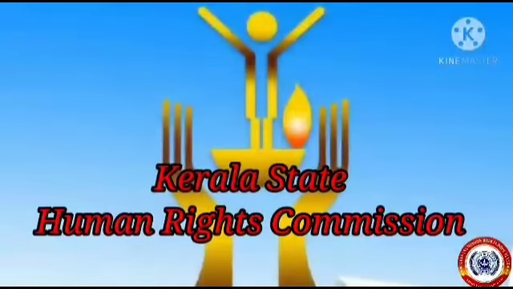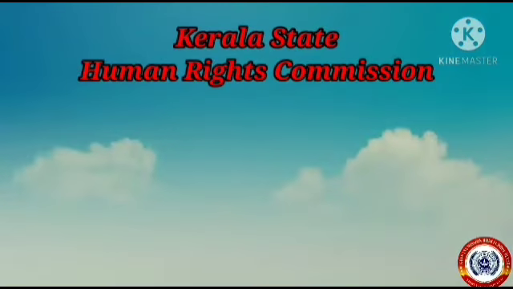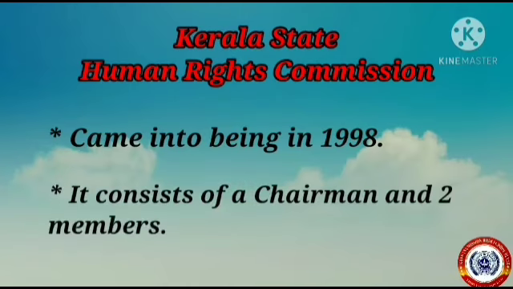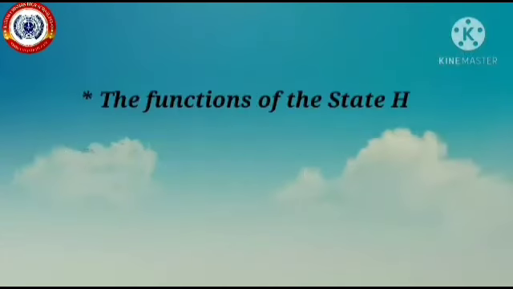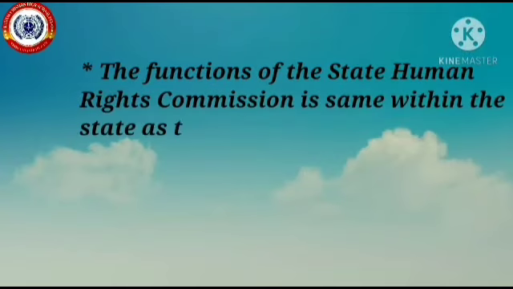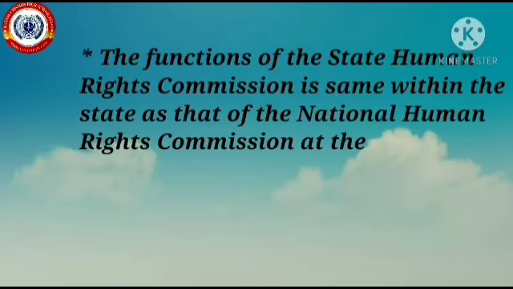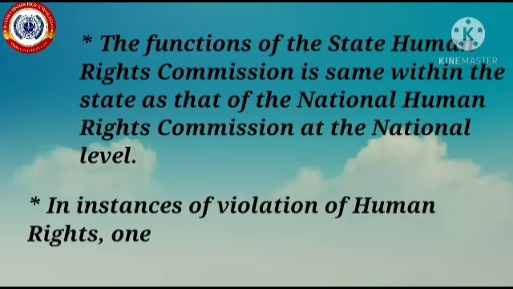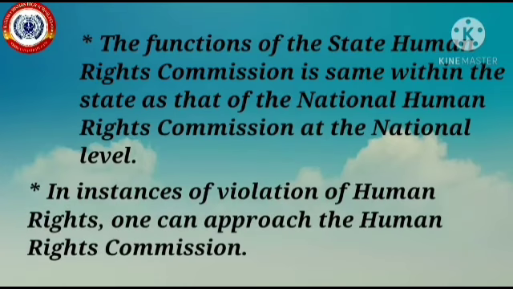State Human Rights Commissions are constituted in all the states. The Kerala State Human Rights Commission came into being in 1998. It consists of a chairman and 2 members. The functions of the State Human Rights Commission within the state are the same as those of the National Human Rights Commission at the national level. In instances of violation of human rights, one can approach the Human Rights Commission.